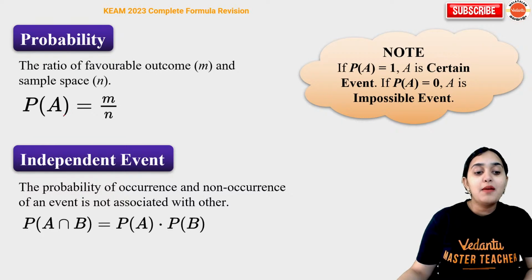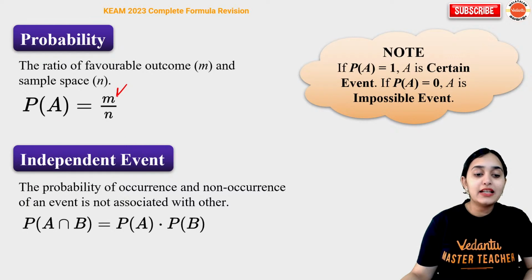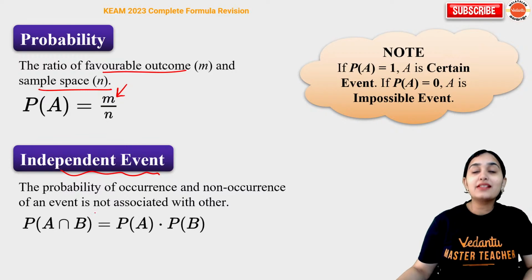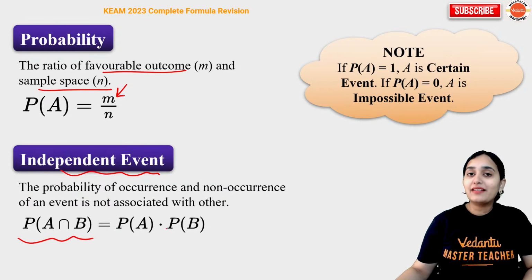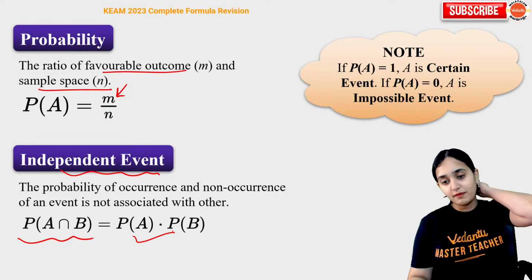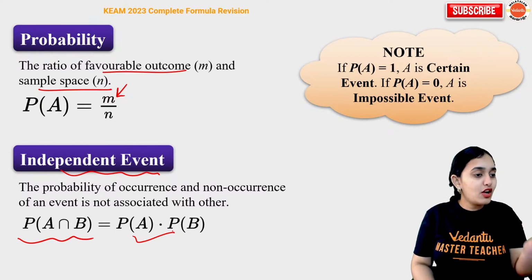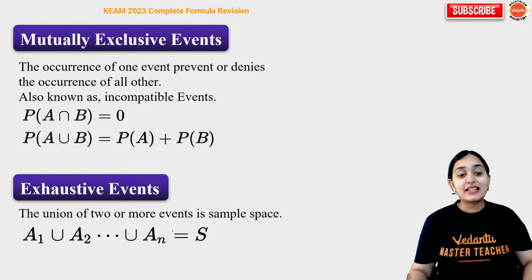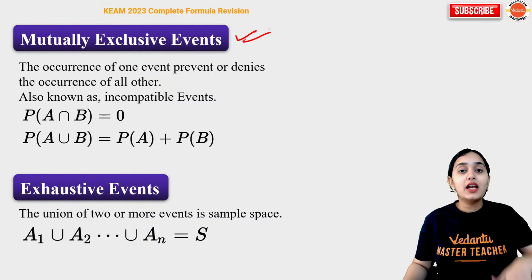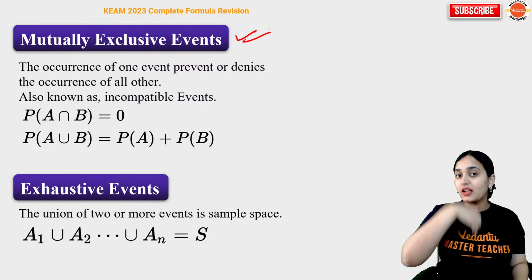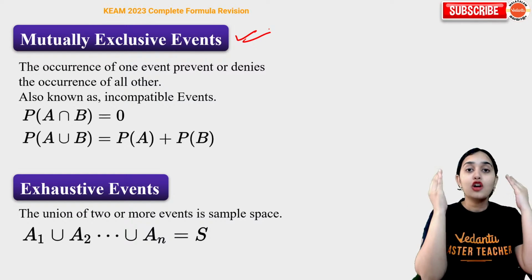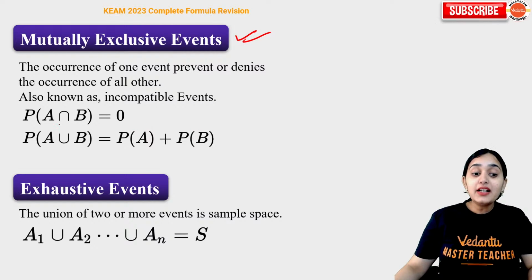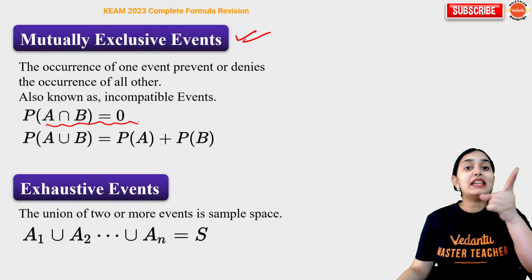Next, probability of an event is basically the number of favorable outcomes divided by the sample space. For independent events, remember, probability of A intersection B is probability of A into probability of B. What is an independent event? This is happening, this is also happening, but they do not depend on each other. Simple. Next, mutually exclusive events. If this happens, this cannot happen. If this happens, this cannot happen. So two events cannot happen together. Mutually exclusive. Here A intersection B is 0.